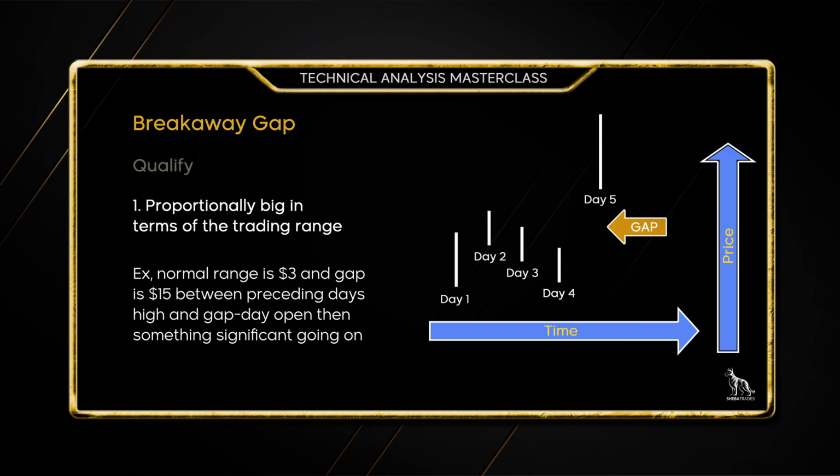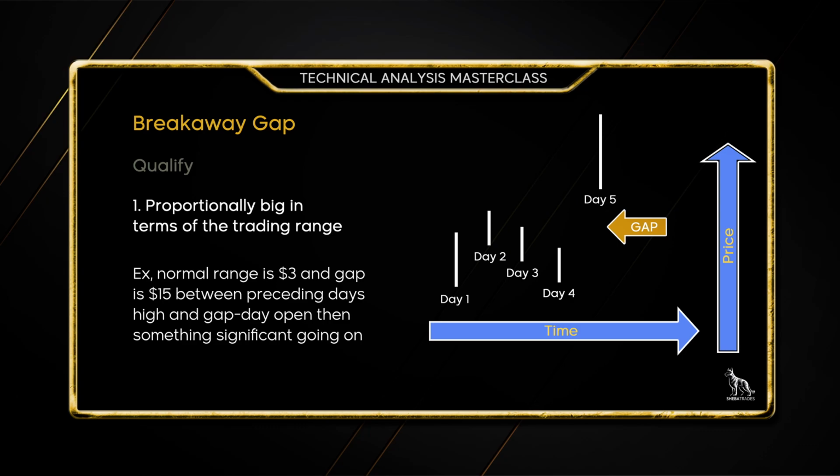Ideally, for a breakaway gap, you want it to be really proportionally big in terms of the trading range. So, for example, if the normal range is, let's say, $3 or whatever the currency is that you're using, and the gap is $15 as far as between the preceding day's high and low, and the gap day opens up higher than that, then that might tell you that something significant is going on. There's a big gap in between the prices, and the more significant the gap, the more impactful that is, and the more likely that you might have a true breakaway gap.